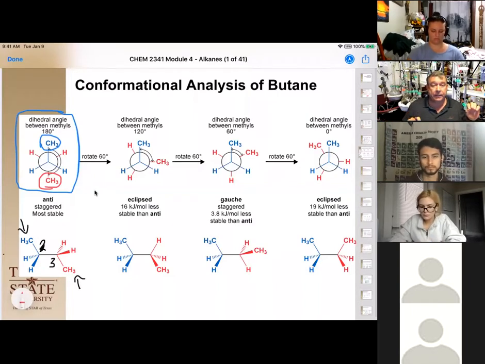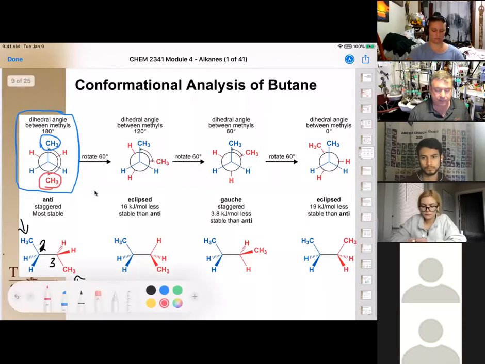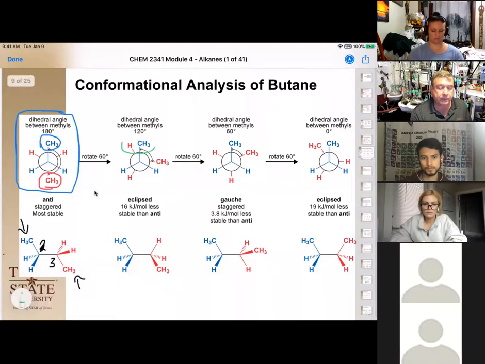If we rotate this 60 degrees, what we get now is our methyl group and this hydrogen are starting to butt up against each other. And this methyl group and that hydrogen are starting to butt up against each other. And these two hydrogens are starting to butt up against each other, okay?